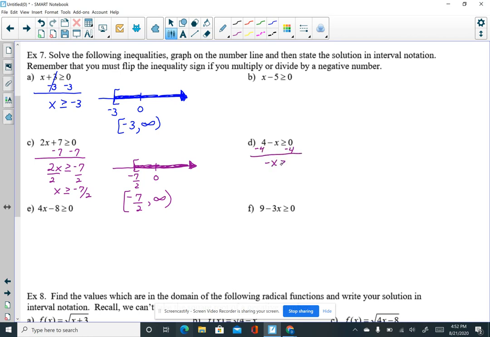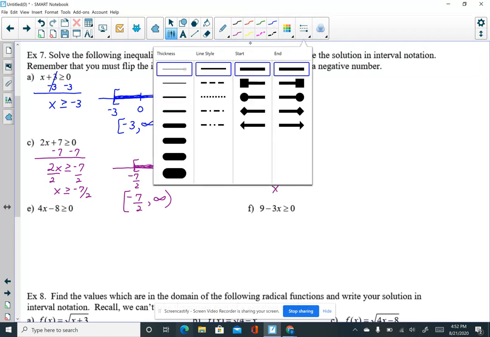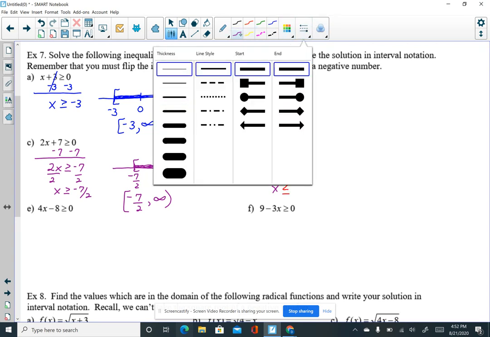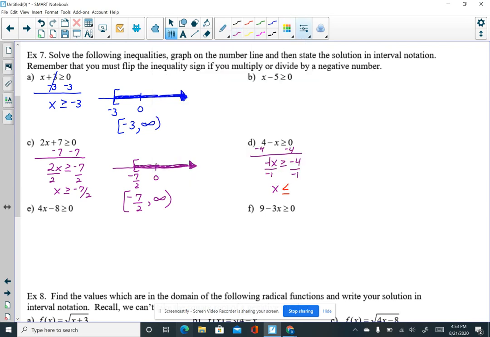Negative x is greater than or equal to negative 4. Remember, if you have just a negative sitting in front of a letter, there's an imaginary 1 there. So I'm going to divide both sides by negative 1 now. You divided by a negative, so I'm going to change my color here to really emphasize it. Change that inequality sign. And then now negative 4 divided by negative 1 will give us a positive 4.